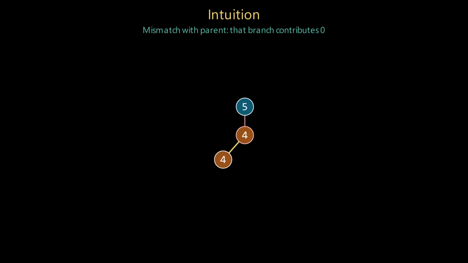The chain is only as strong as its next link. Even if a child has a path of 100 nodes below it, if that child does not match the parent, the connection is severed. We reset that branch's contribution to 0 and start fresh.